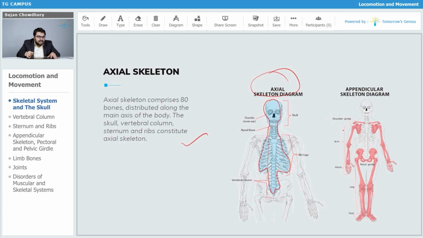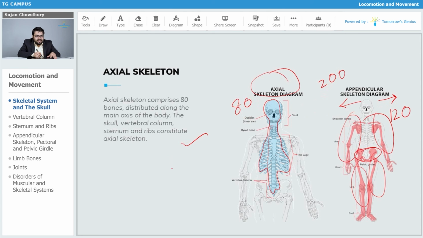whereas appendicular skeletons are made up of the parts which are bilaterally symmetrical. We have the forelimbs, we have the hind limbs, and definitely the two parts of the hip bone, which are part of the appendicular skeleton. So axial skeleton and appendicular skeleton consist of around 200 bones in total, where 80 bones are present in the axial skeleton and the remaining 120 bones are present in the appendicular skeleton.